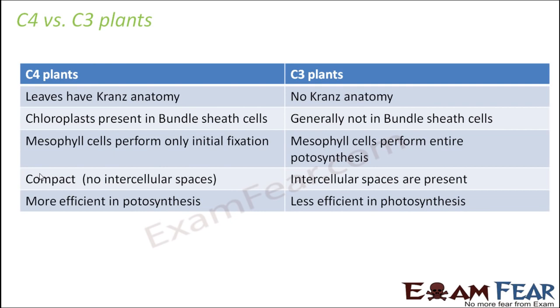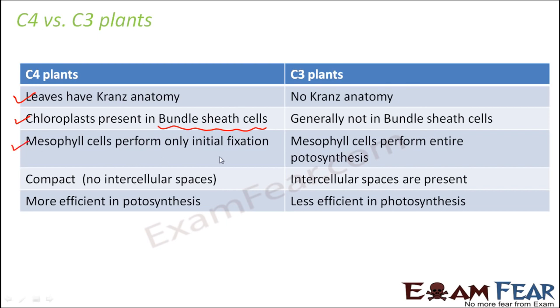So let us quickly have a comparison between C4 and C3 plants. C4 plants have Kranz anatomy, which is missing in C3 plants. In C4 plants, chloroplasts are present in bundle sheath cells, because bundle sheath cells are very prominent here. In C3 plants they are not present in bundle sheath cells; mostly they are present in the mesophyll.